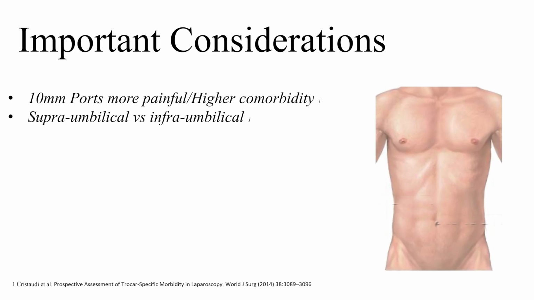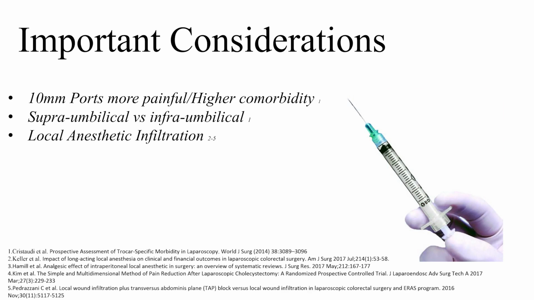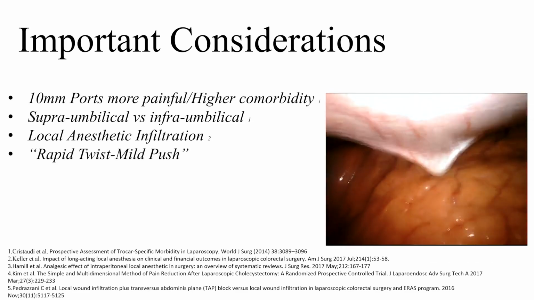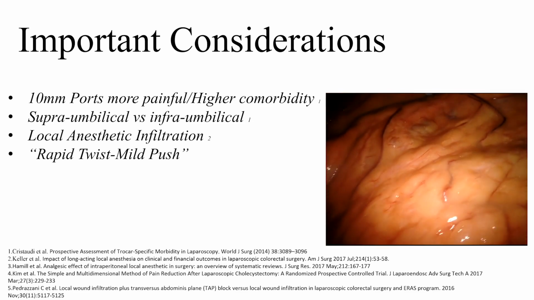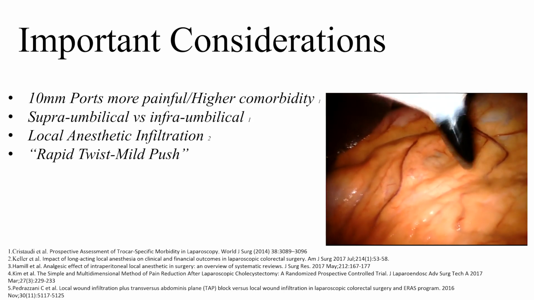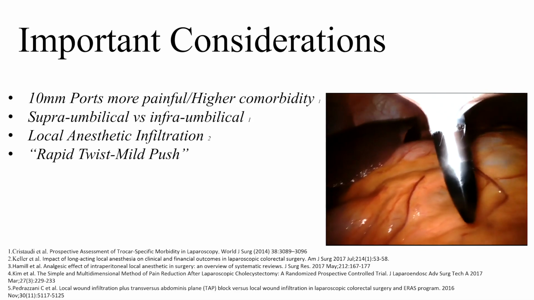Ports placed on the upper abdomen, no matter what the size, are significantly more painful than those placed in the lower quadrants. We highly recommend the use of local anesthetic infiltration prior to port insertion, since it has been shown to cause less pain in the immediate postoperative care. Finally, we recommend insertion using the rapid twist mild push technique, meaning that we rapidly twist the port trocar while only pushing gently, always under direct vision and at a 90-degree angle to the abdominal wall.